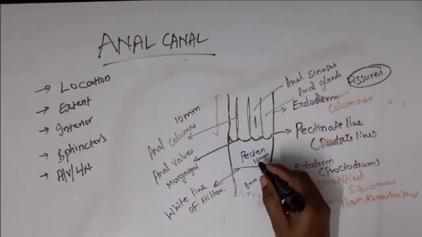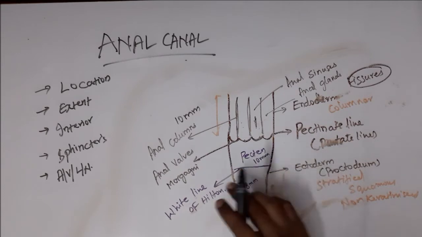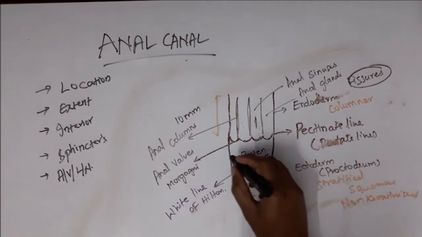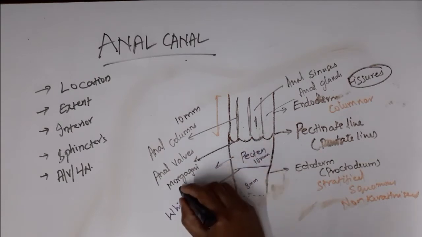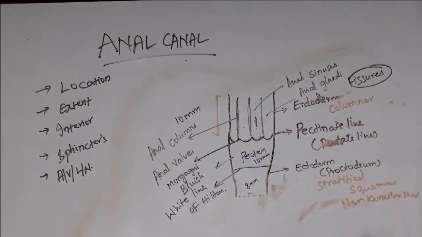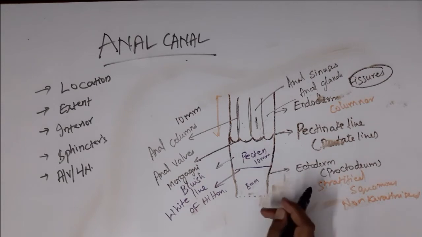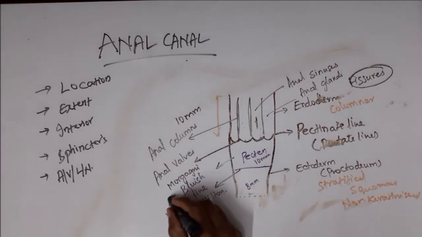So this white line, the region between the pectinate line and white line, that is pecten, and this is derived from proctodeum, and here the mucosa appears bluish. Why so? Because underlying the mucosa there are abundant venous plexuses. Because of those abundant venous plexuses, this appears to be bluish in color.